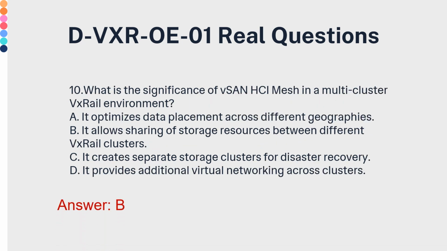What is the significance of vSAN HCI mesh in a multi-cluster VxRail environment? A. It optimizes data placement across different geographies. B. It allows sharing of storage resources between different VxRail clusters. C. It creates separate storage clusters for disaster recovery. D. It provides additional virtual networking across clusters. The correct answer is B.